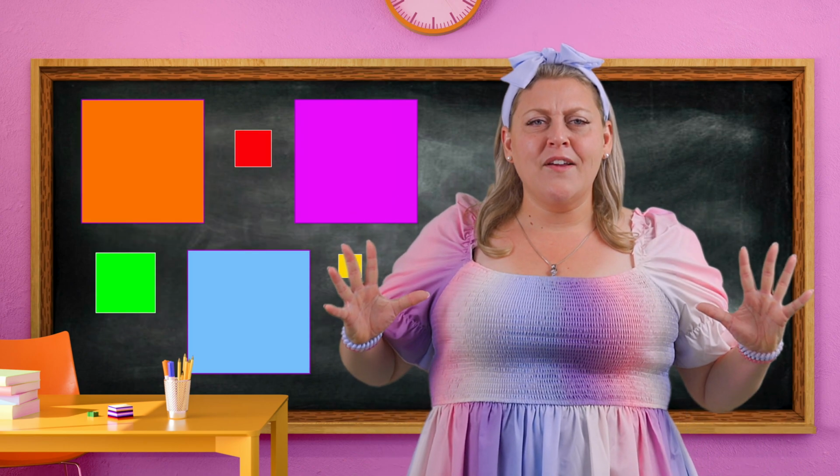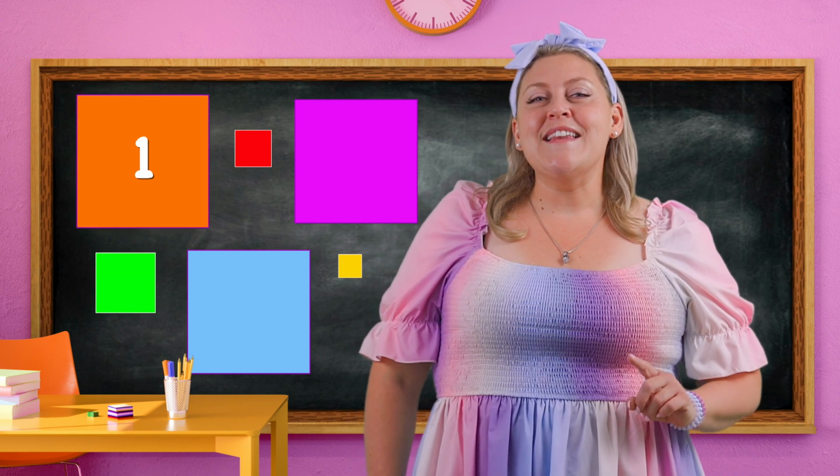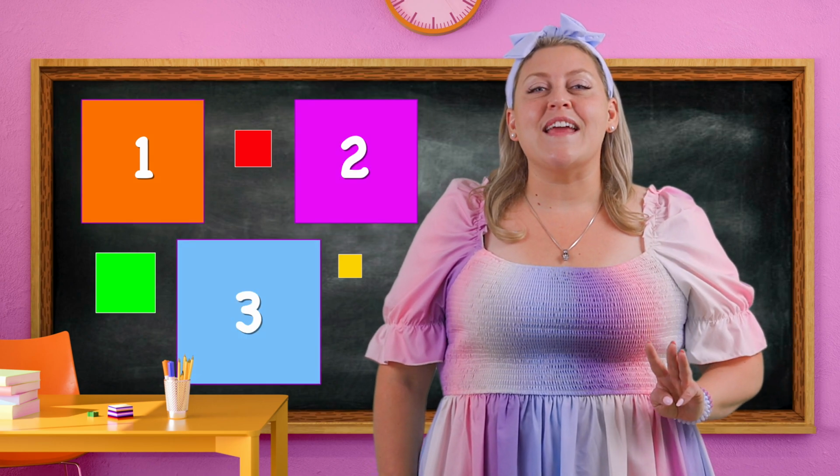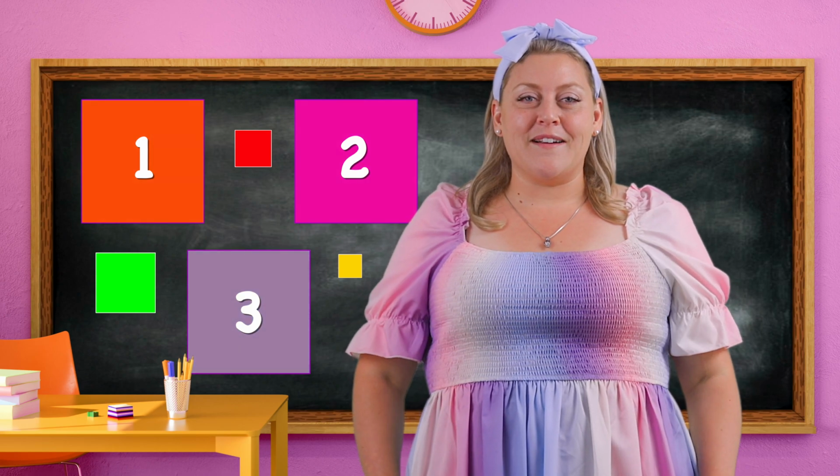Wow, look at all of those squares. Can you count them with me? Ready? 1, 2, 3, 4, 5, 6. There are 6 squares. Good job. How many big squares can you count? Let's try together. Ready? 1, 2, 3. Great! There are 3 big squares.